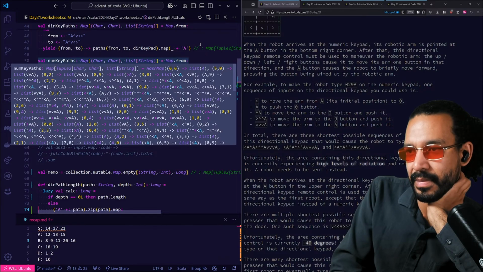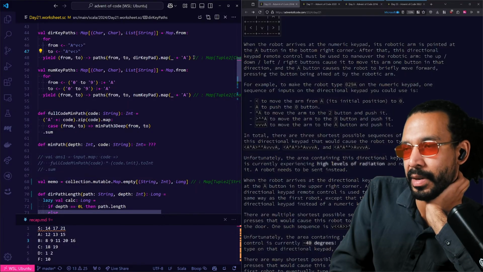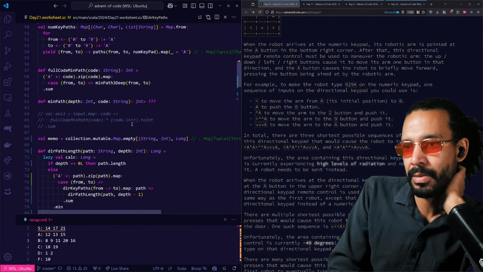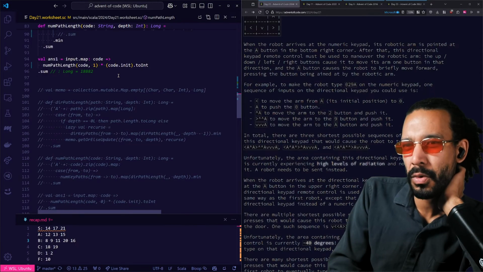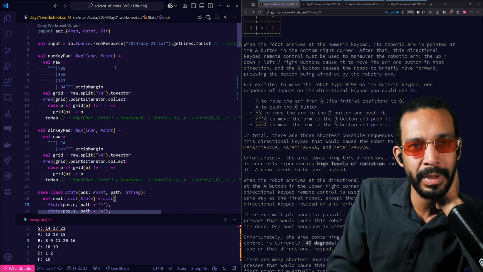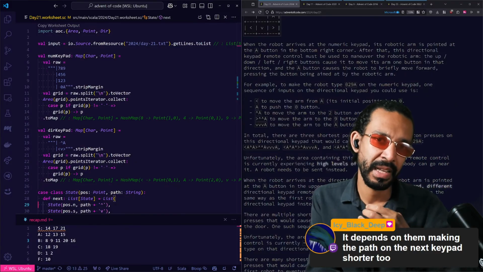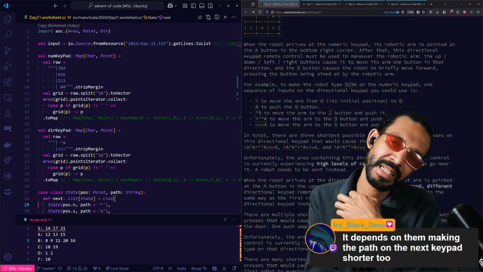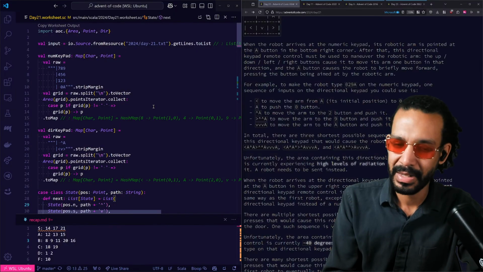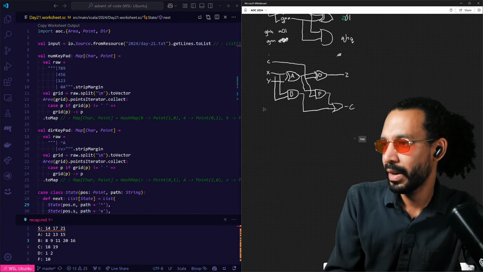Yeah, so I thought for part two, in my rewrite, I could just go straight to just chunking them and not worrying about searching multiple options for whichever is the minimum. But apparently it's more complex than that. So definitely a candidate for me to explore. Depends on them making the path in the next keypad shorter too. Yes, yes, I understand that. But as I was drawing them, I could never find such a case where the keyboards got shorter, right?